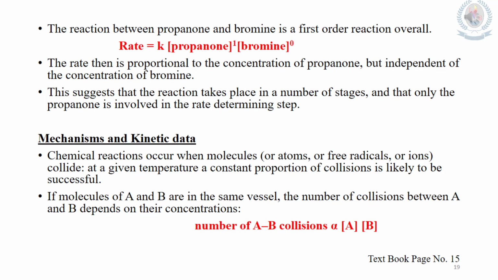Now we will consider the reaction between propanone and bromine. We will consider this reaction as a first order reaction. We can say the rate equation is rate equals k, the rate constant, times the concentration of propanone to the power 1, times the concentration of bromine to the power 0. So it means the rate is proportional to the concentration of propanone but independent of the concentration of bromine.